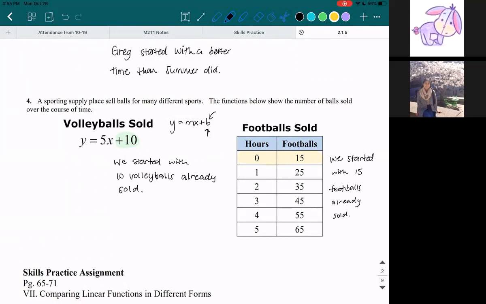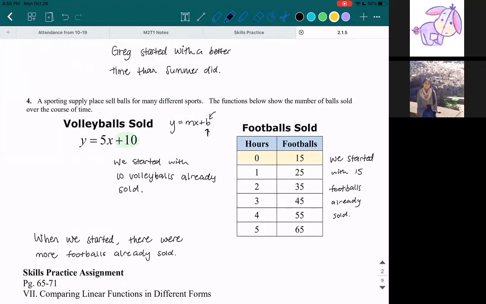So when you compare them, you can say when we started, there were more footballs already sold, because 15 is more than 10. So we started with more footballs already sold than we started with volleyballs already sold. That would be our comparison for number 4.